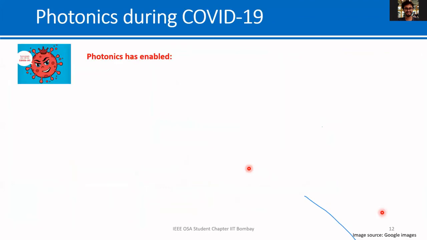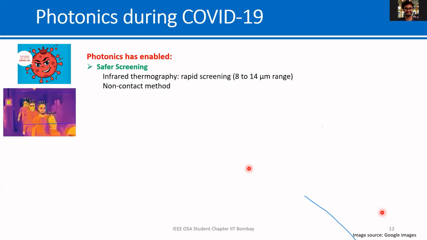Moving on to the important aspect of photonics during this particular COVID-19 situation. What photonics has enabled in this situation are the following. We all know about the infrared thermography, which is used to screen people, and it's a non-contact method, and it makes use of these IR sensors.